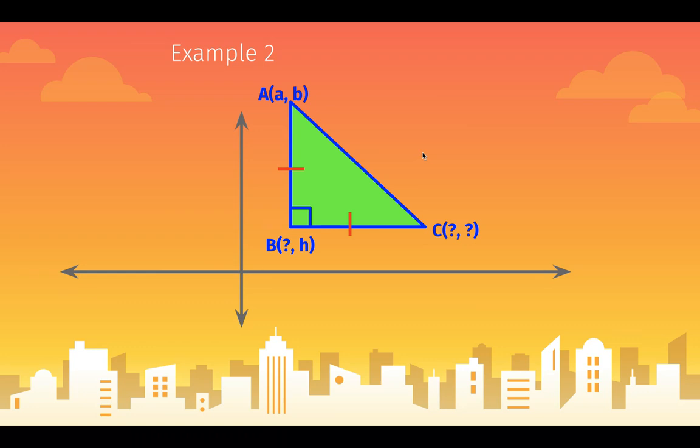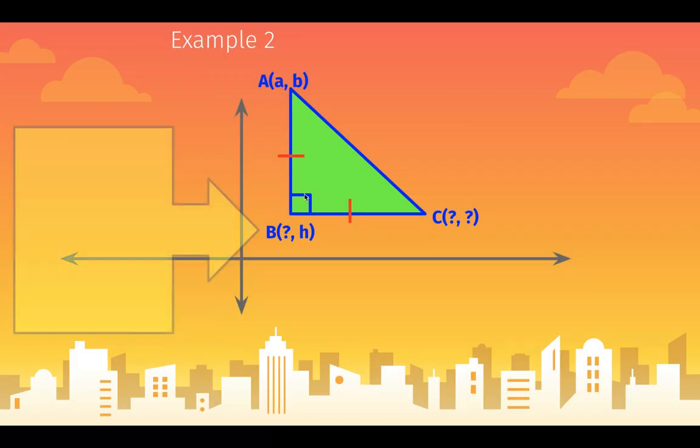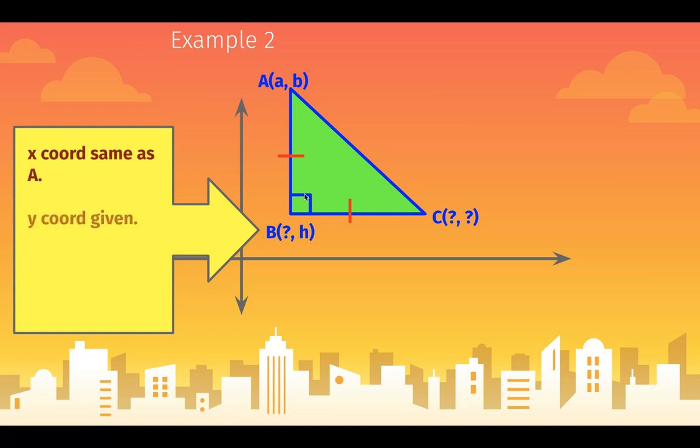Now for C, this one is really fun because we have to solve for the x and the y-coordinate. So let's go ahead and fill in this information first. The coordinates for this point B are just a comma h. Now what about C? This one's really fun. I encourage you to pause the video and try to figure this one out on your own.